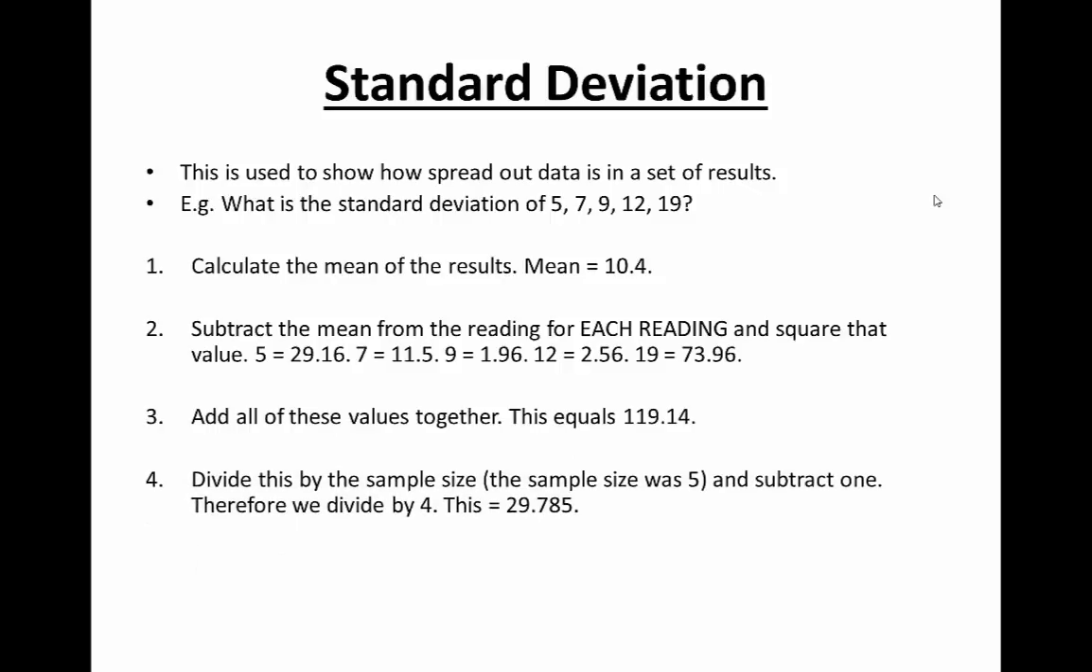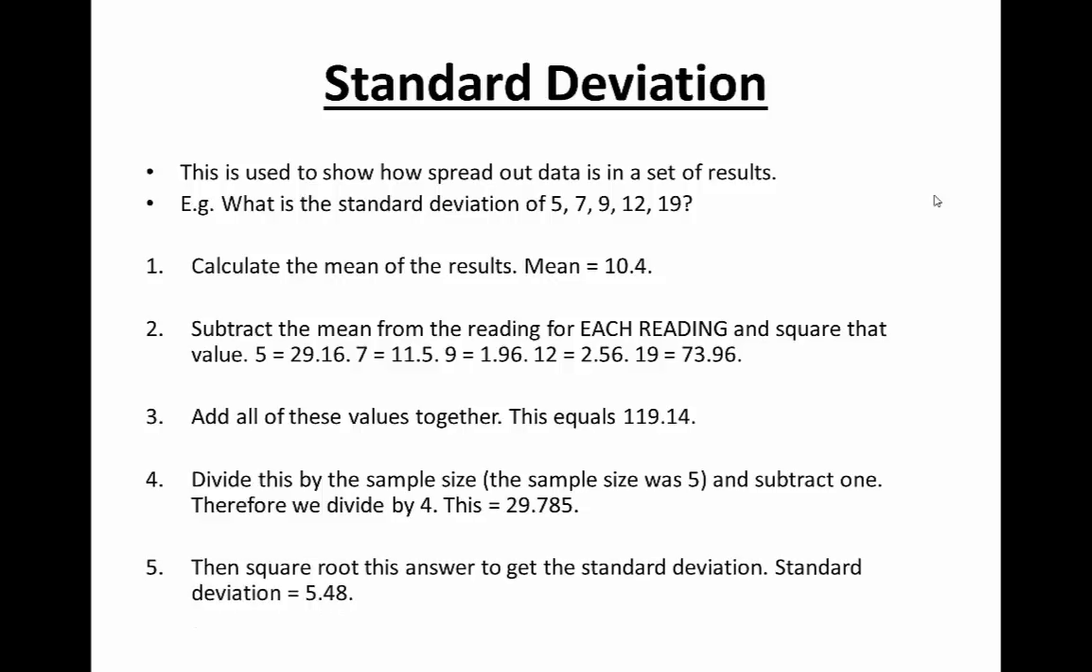We then divide this by the total sample size, which in this case was 5 because we got 5 readings, and then we subtract 1. We then divide this by 4, and this gives us 29.75. So the reason we get 4 is because the sample size was 5, and we subtract 1 from the sample size, which gives us 4. So 119.14 divided by 4 is equal to 29.785. Then we have to square root this answer in order to get our standard deviation. Our standard deviation then results in being 5.48, which is quite deviant from the mean, which was 10.4.